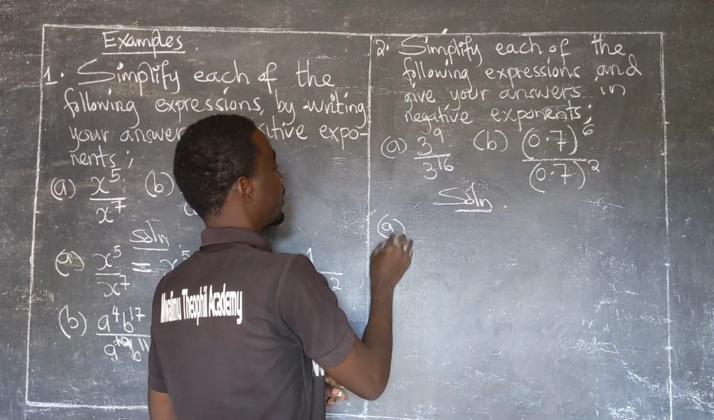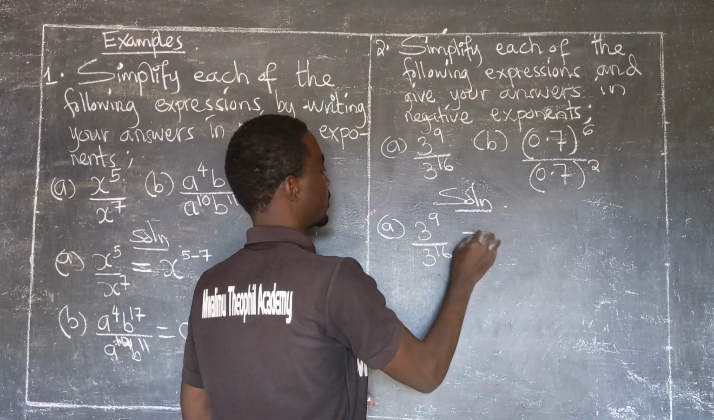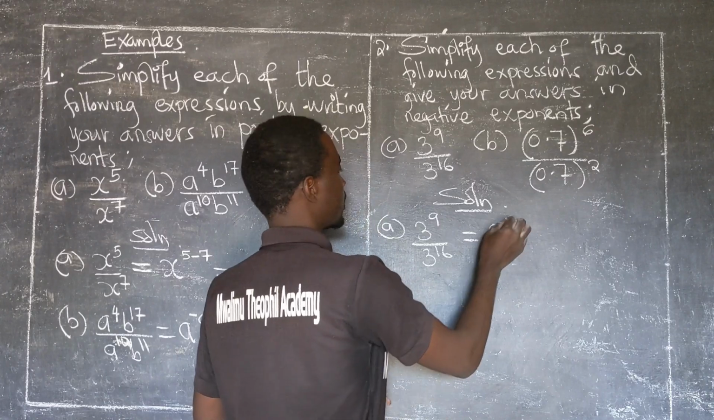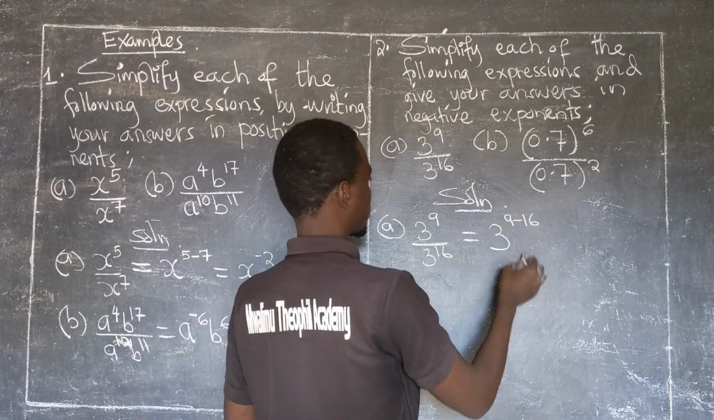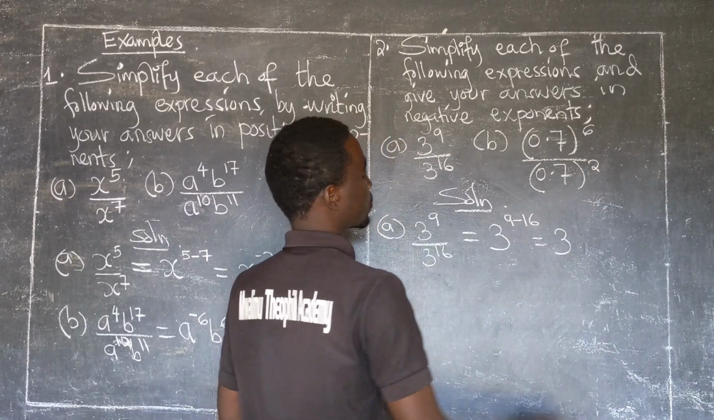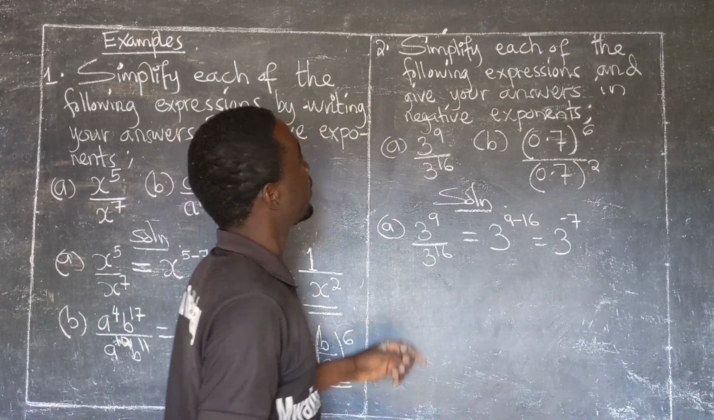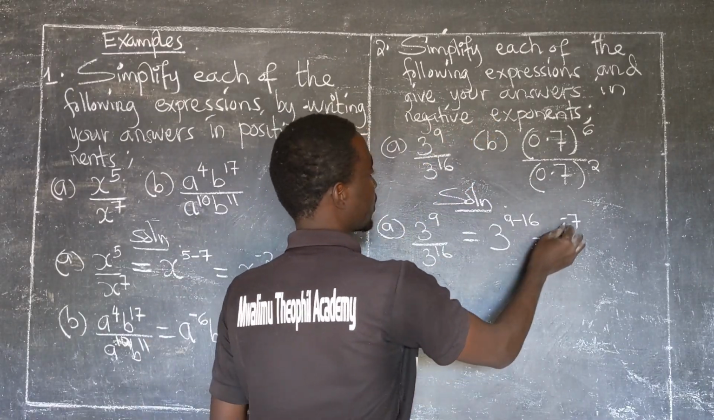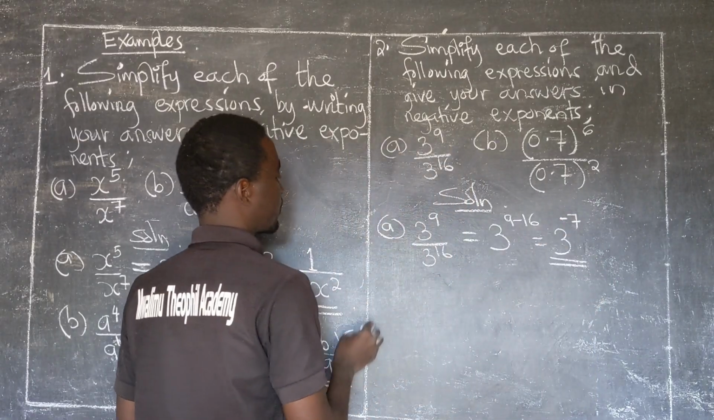A, we are given 3 raised to 9 divided by 3 raised to 16. This will be equal to 3. We take 3 as the same base, then we subtract the exponents as it is division, 9 minus 16. So you are going to have 3 raised to negative 7. But we are required to give the answer in negative exponent. So as the exponent is already negative, we are through. The answer will be 3 raised to negative 7.